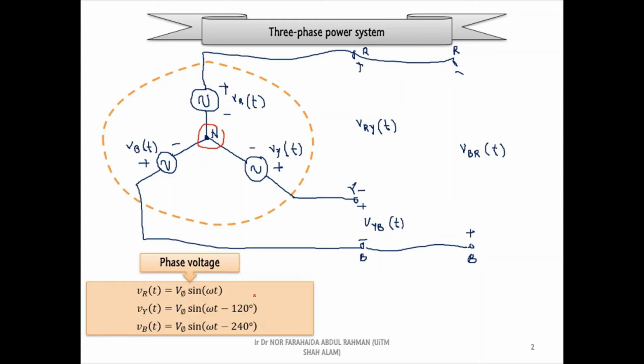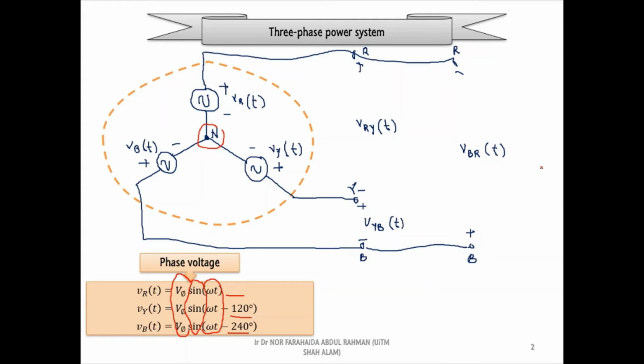According to the voltage equations, we can say all phase voltages have the same wave shape, which is sinusoidal, with the same amplitude value, and they are running at the same frequency. However, based on the angle values, we can see that all phase voltages are separated from each other by 120 degrees.